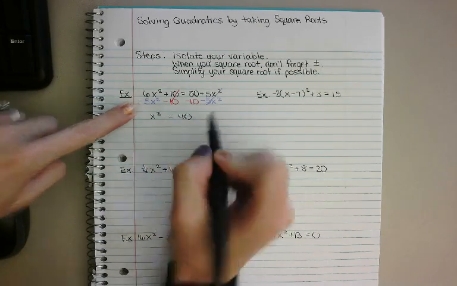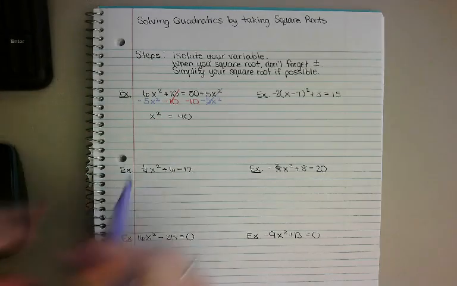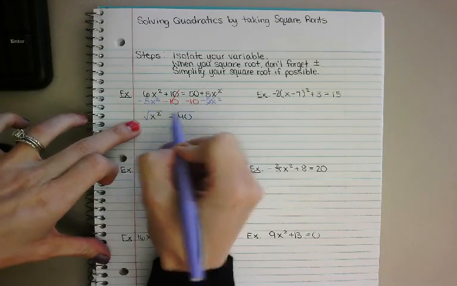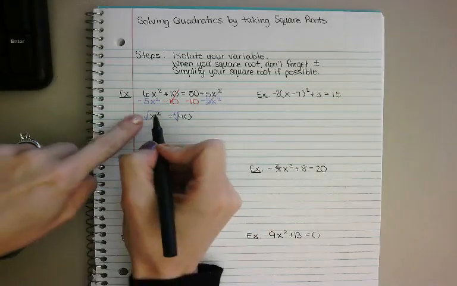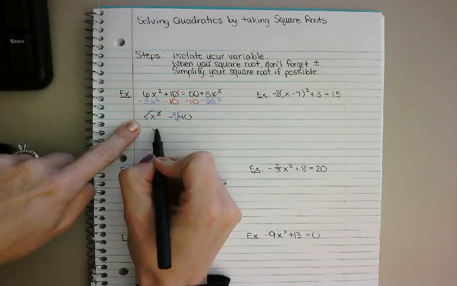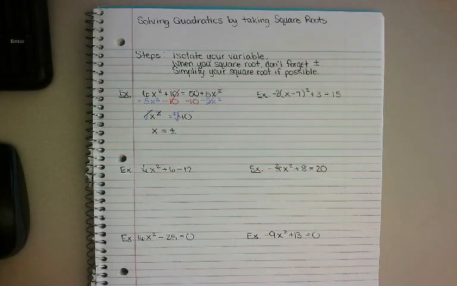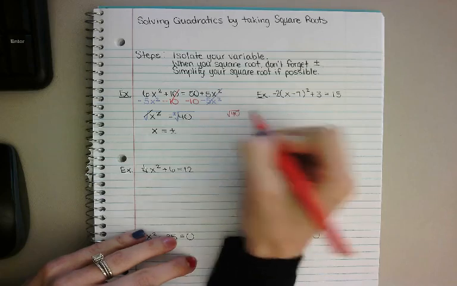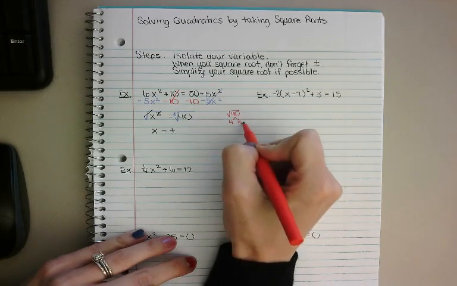All right, so now to get rid of a square, we're going to square root both sides. Don't forget to write your plus or minus. A square and a square root are inverses, so the square root and the square will cancel. So I get x equals plus or minus, and then I need to ask myself, can a square root 40 simplify? All right, so two numbers that multiply to be 40, such as 4 and 10.